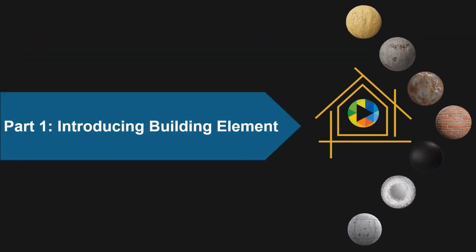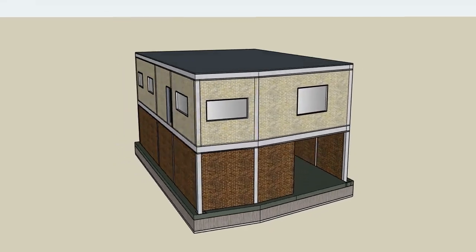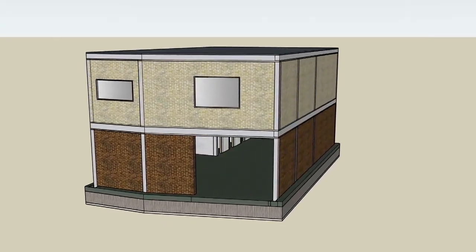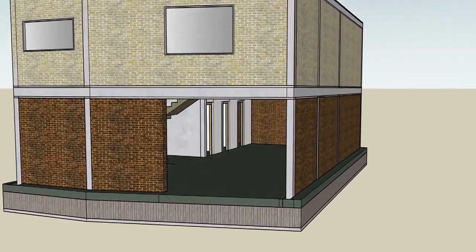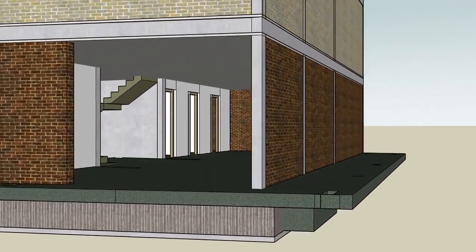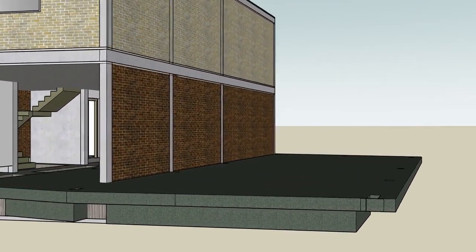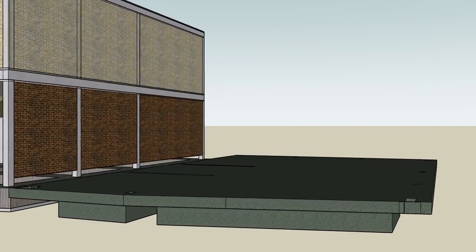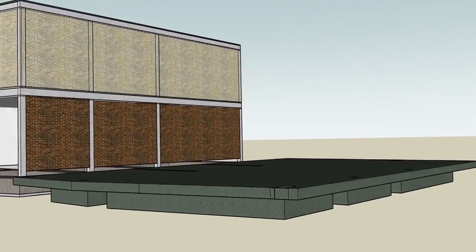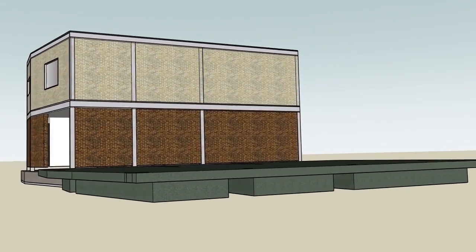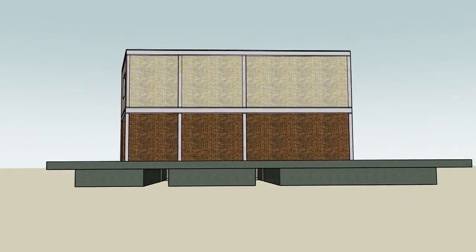Part 1. Introducing Building Element. One of the non-load-bearing components that is implemented in the early stages of construction is the flooring at ground level or slab on grade. Due to direct contact with the ground, measures must always be taken to prevent soil moisture from entering the building and the growth of plants under the soil.